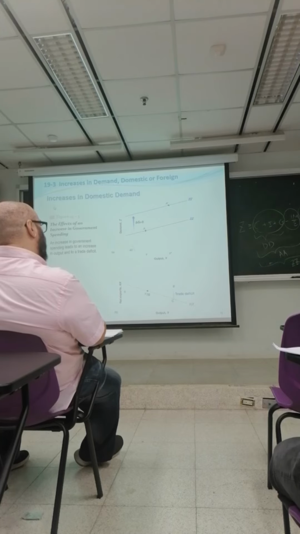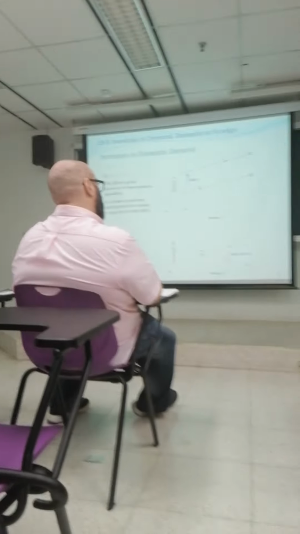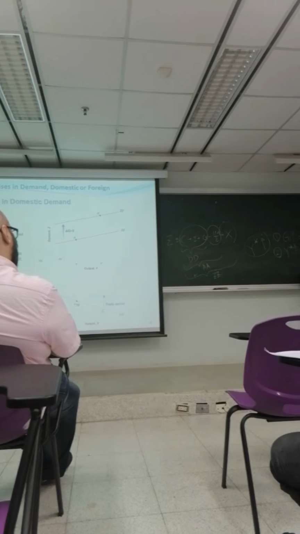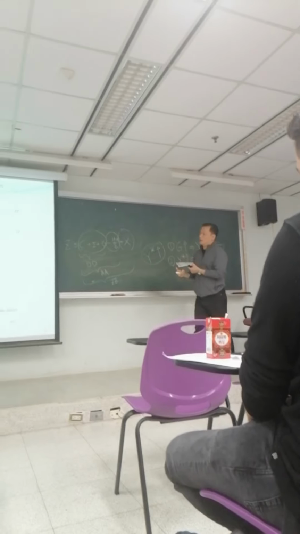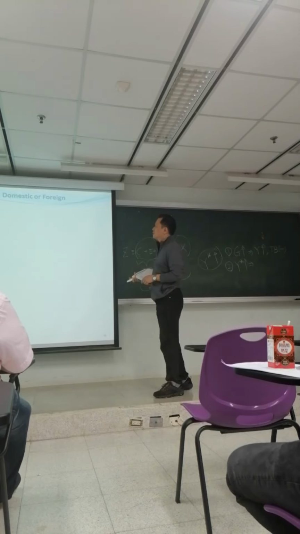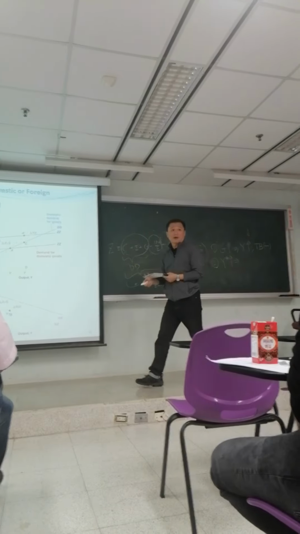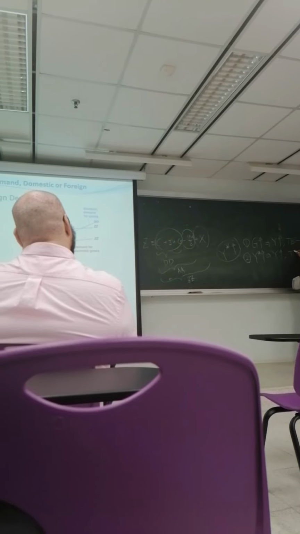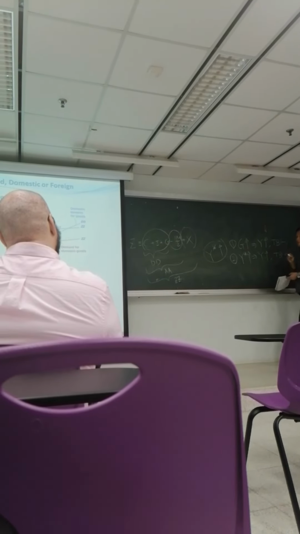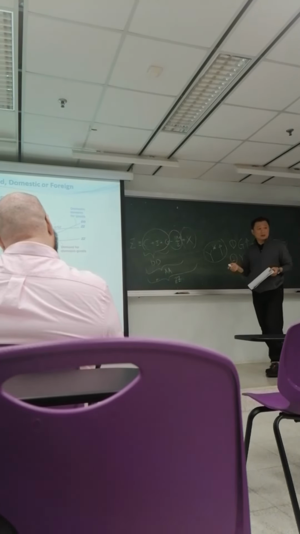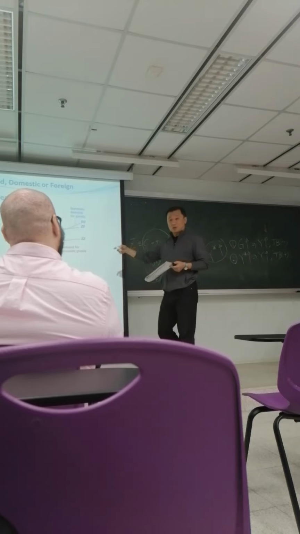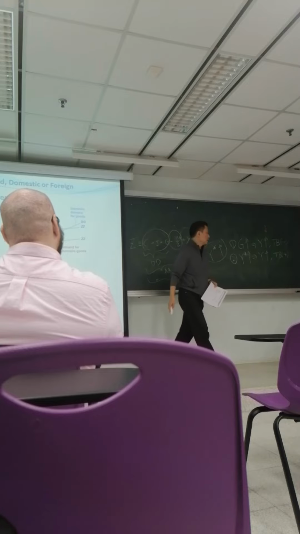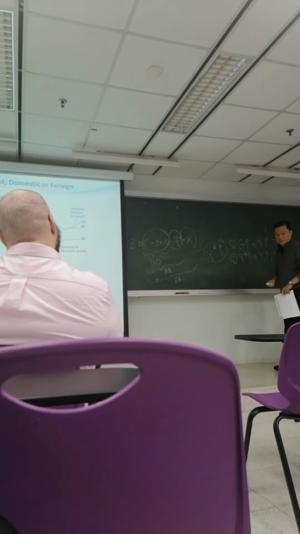Second, other countries' income rises. What we see is our Y rises as well, and we have a trade surplus. From these two examples, we find these two results.